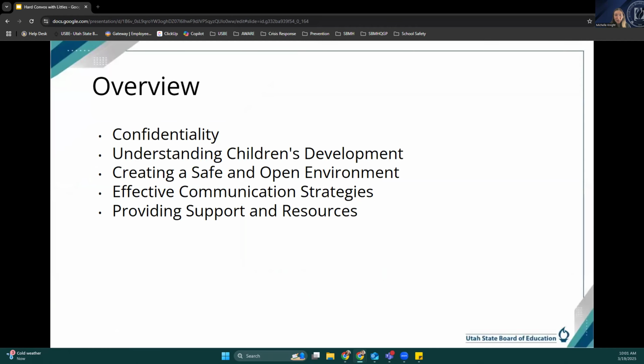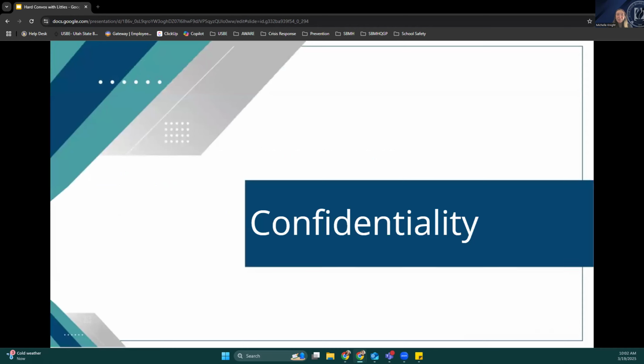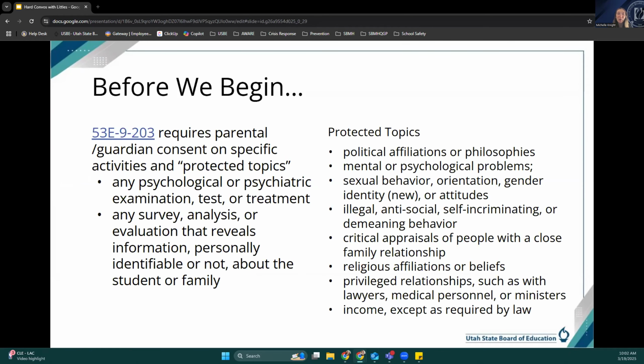In this presentation, we'll be discussing Utah's confidentiality laws, exploring children's emotional and cognitive development, creating a safe environment for discussion, and discussing effective communication strategies. We'll also be providing support and resources for parents and caregivers and emphasizing the importance of follow-up support. So the hot topic before we even begin is confidentiality, and I'm sure all of you are aware of HB 281. We will be getting into that as well.